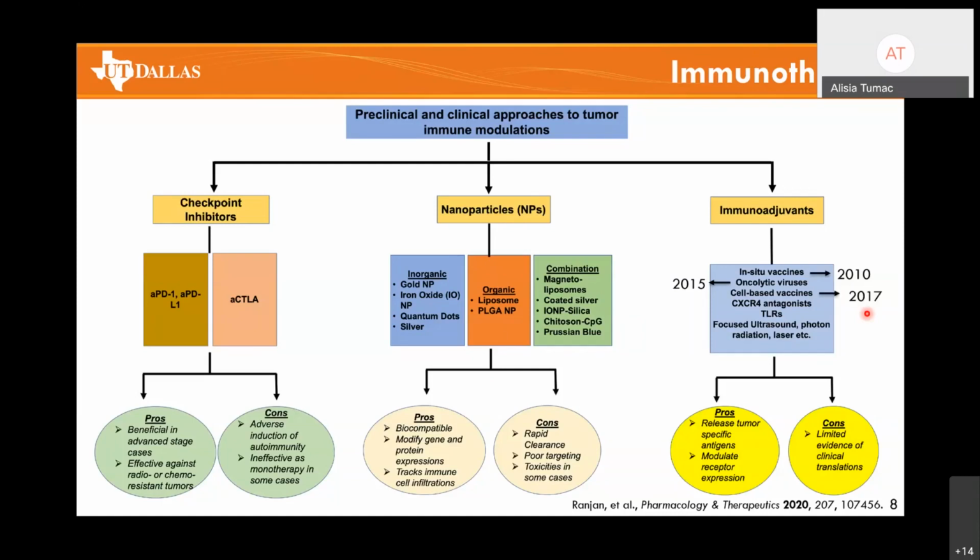In 2017, the first immunotherapeutic gene therapy was used with autologous T cells, which are cells obtained from the same individual as the one that's receiving the treatment.